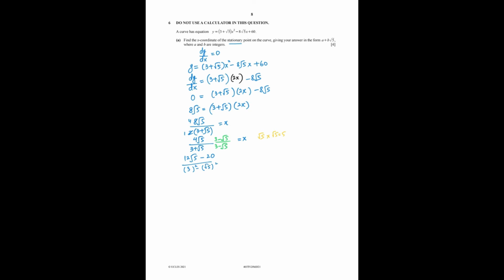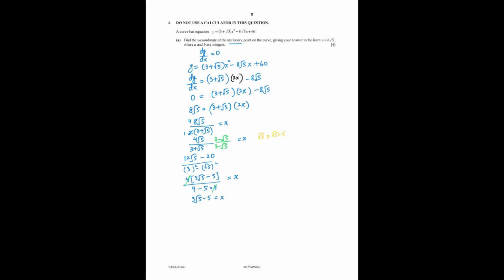In the numerator you can take 4 common, right? And the leftover part is 3√5 minus 5, since 4 5s are 20. In the denominator it's 3 squared, which is 9, minus 5, and it equals x. So 9 minus 5 is basically 4, and 4 cancels. So the leftover part for x is 3√5 minus 5 equals x.